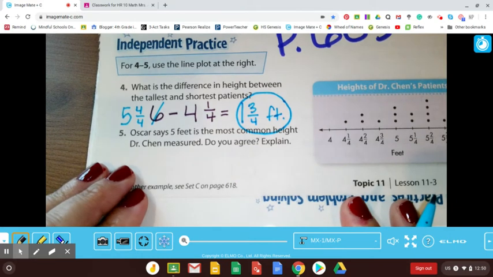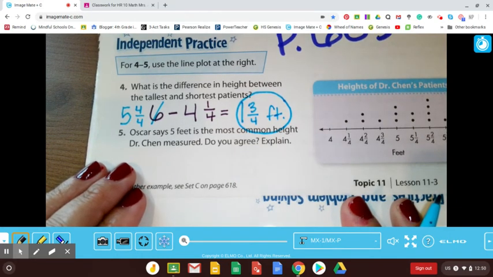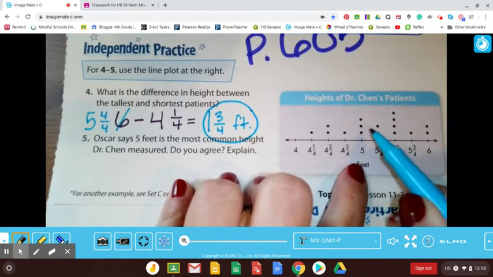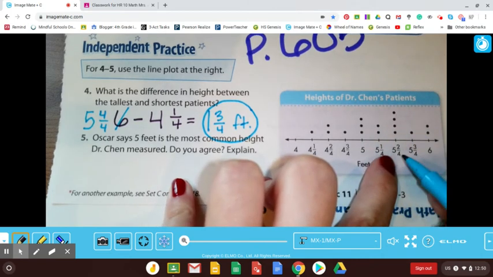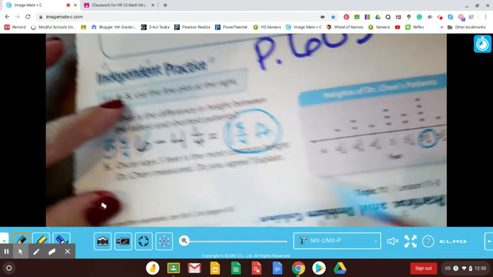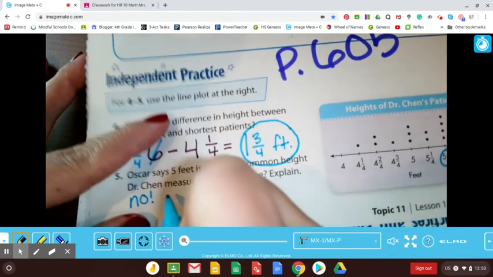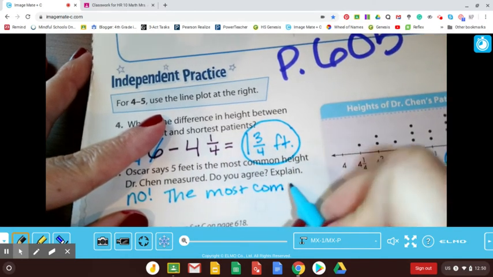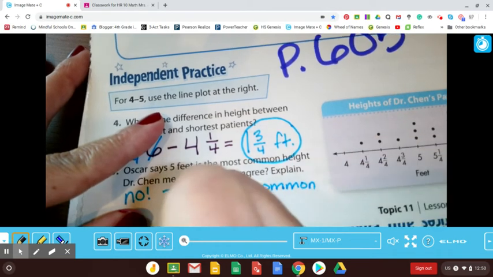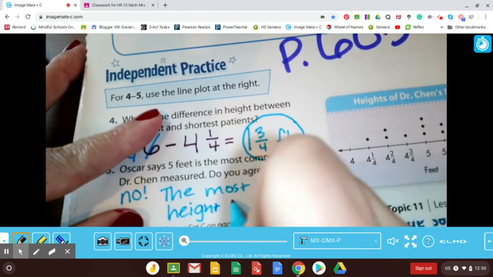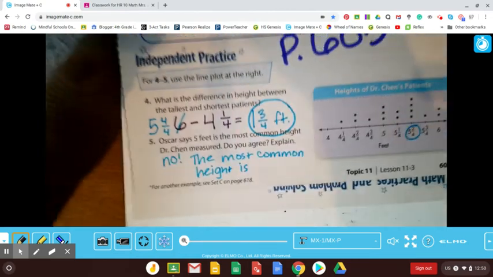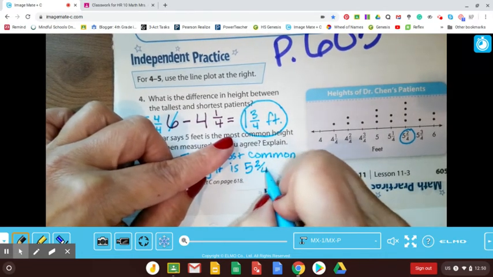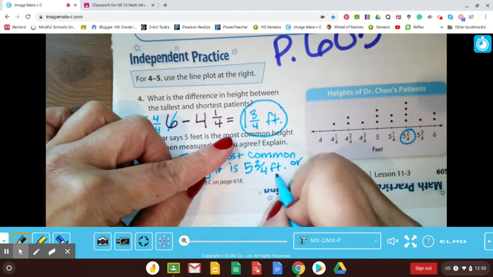All right. Oscar says 5 feet is the most common height Dr. Chen measured. Do you agree? All right, so I'm looking at 5. There are 3 dots, but is it the most common? No, I see more dots over this one right here. So I am going to say no. The most common height is, oops, I'm falling. The most common height is 5 2/4 feet. Or you could say 5 1/2.